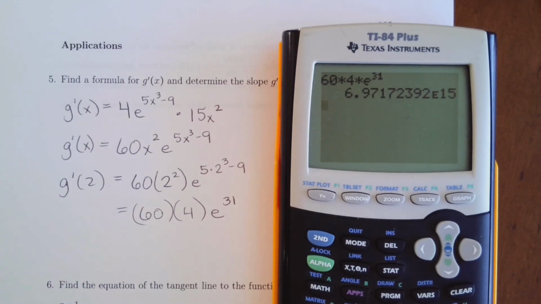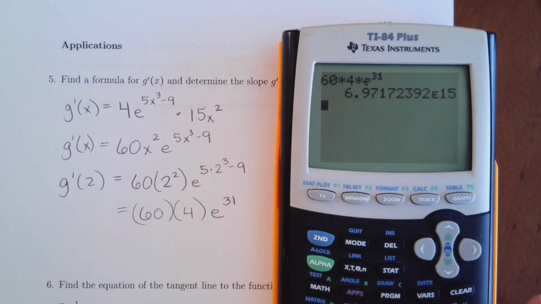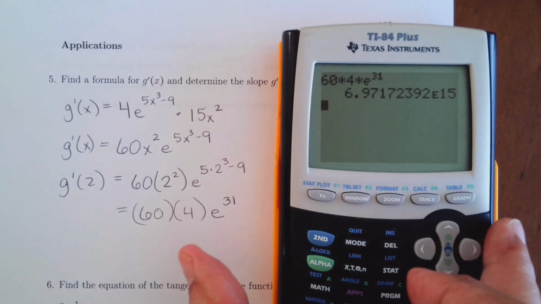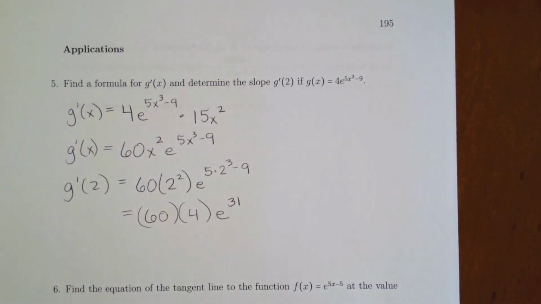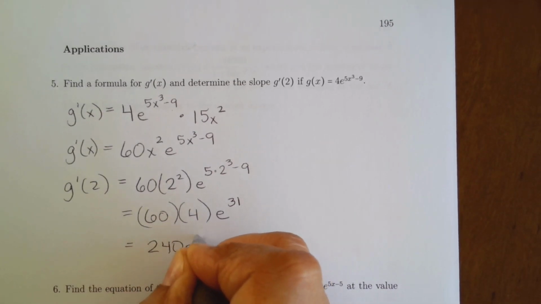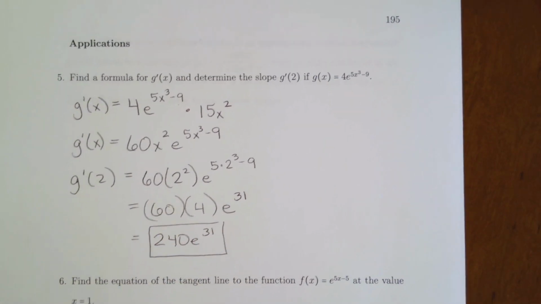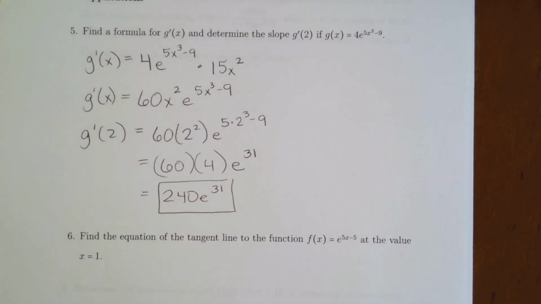Yeah, that's a really big number. I'm just going to leave e in there then, because this means I have to move that decimal 15 places. So that's a huge, huge number, which obviously would be with such a big exponent. So let's just multiply 60 times 4 and call it 240 e to the 31. Knowing that that's a humongously big number, we'll leave it that way. Okay.